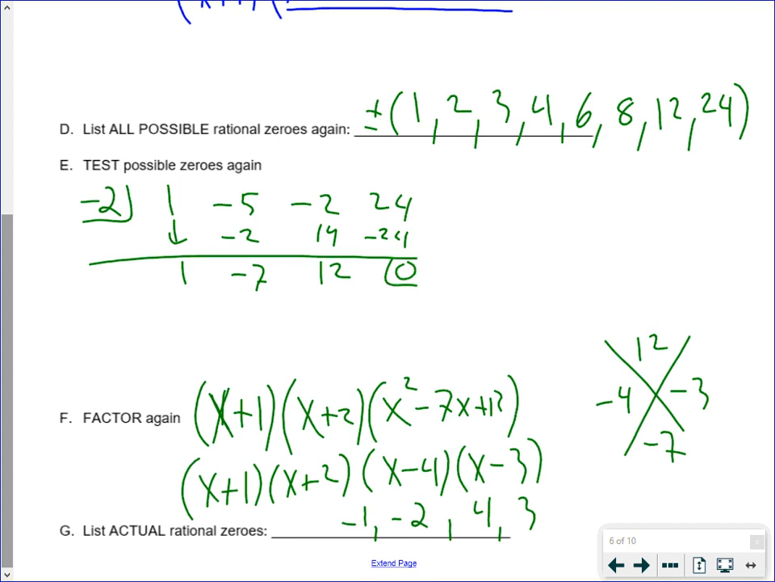Okay? If you use different numbers to test your zeros on B and E, that's perfectly fine, as long as you got the same factored form that I did and your actual rational zeros are the same as mine, then you did fine, you got the right answer, because you can test out different zeros and still get a remainder of 0, so it's perfectly okay.